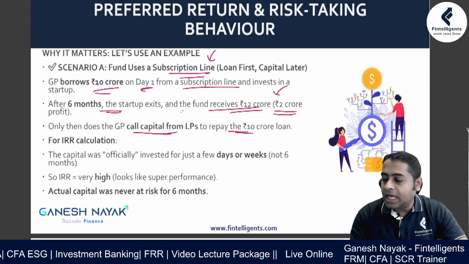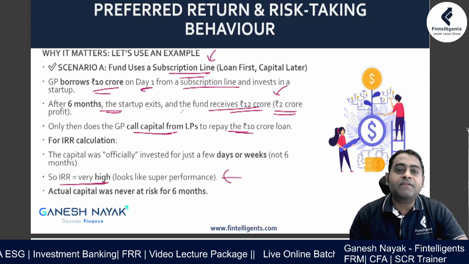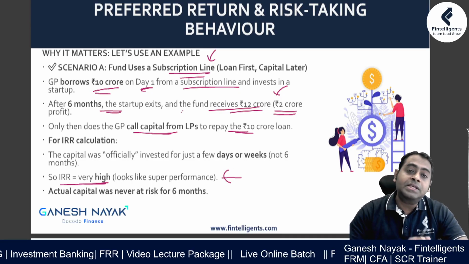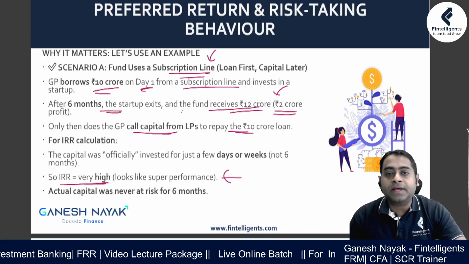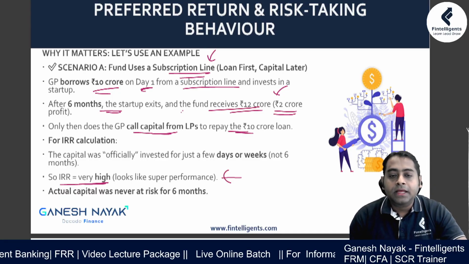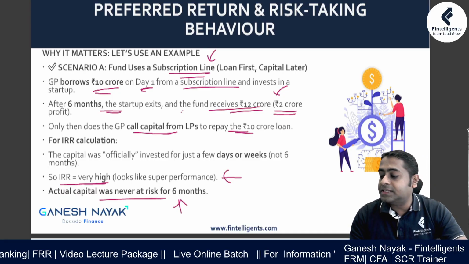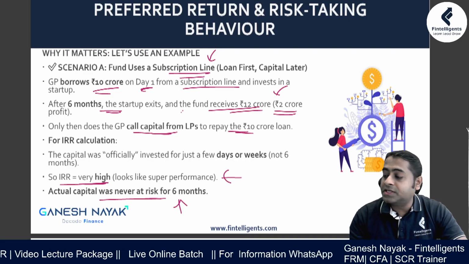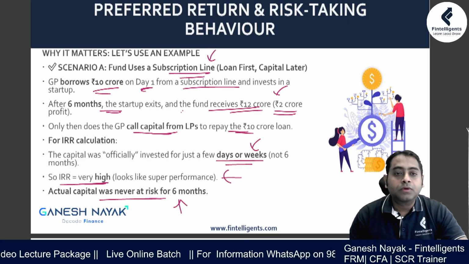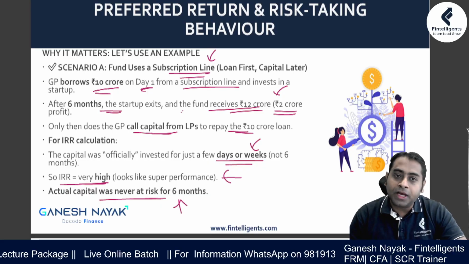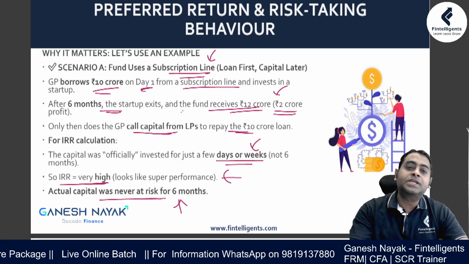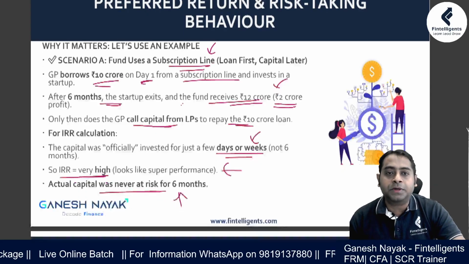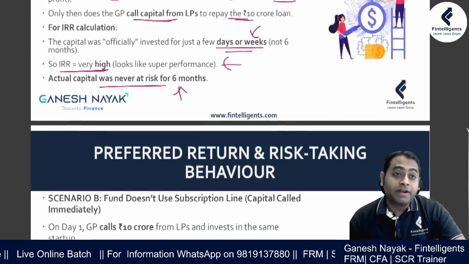So over here the IRR calculation is going to be very, very high, because the LP's capital is invested only for a very short period of time, right? Actual capital was invested for 6 months, but LP's money was only invested for a few weeks. So over here the IRR is going to be shooting up, because you're going to say that within few weeks I made 2 crore profit out of 10 crore investment. Very, very interesting. Look at this.